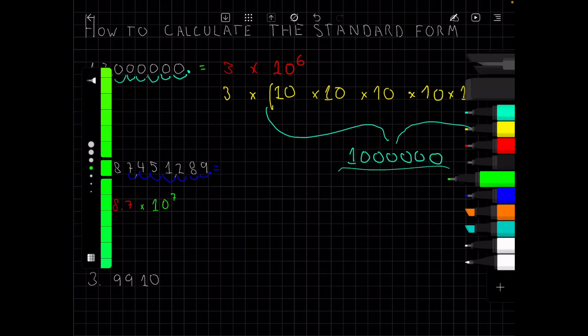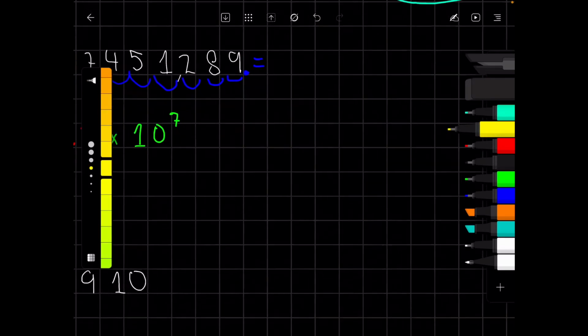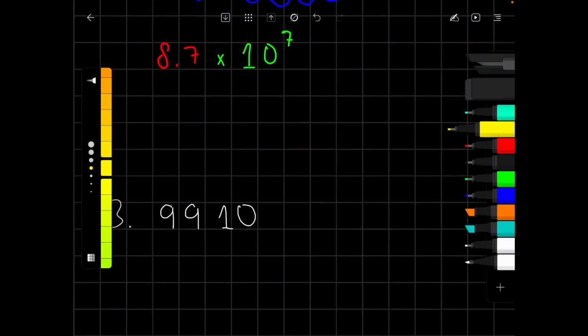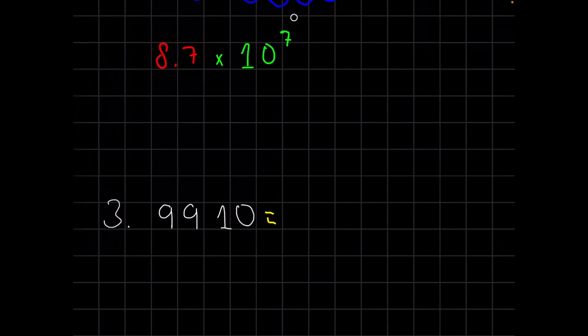Let's go on to the next one. This is a much smaller one, and you might be thinking, how can you turn a smaller number into standard form? Well, it's even simpler, because you don't have to think of all the zeros. You don't have to count all the decimal places. So we do an equals again. Basically, the decimal point is right over here.